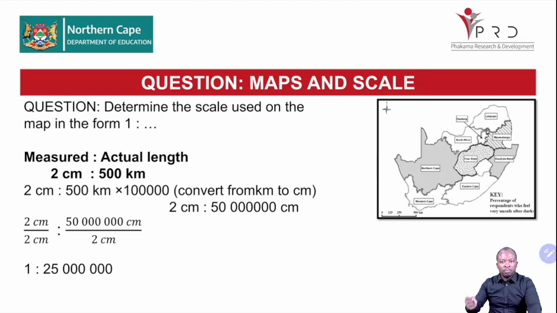Okay. Let's talk of a situation where they have given us a bar scale on a map. How do we work? It says determine the scale used on the map.